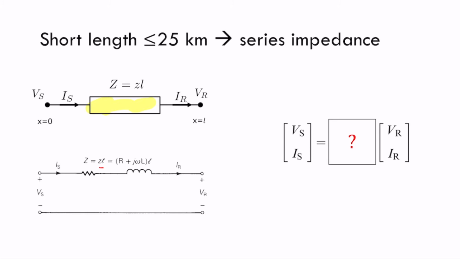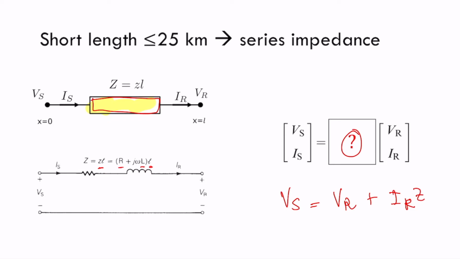I can compute what is the total impedance of the line by just multiplying the per unit impedance, small z, times the length of the line. So this is simple for us. And then I can compute what are the values inside of this box. We can compute that the voltage in the source is equal to the voltage in the receiving part plus the voltage drop, and this voltage drop is the current times Z.